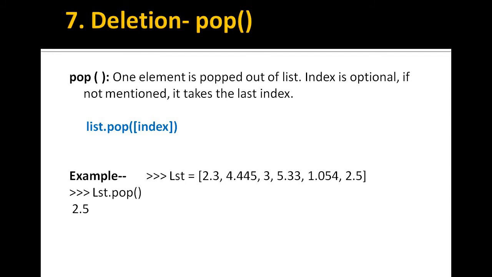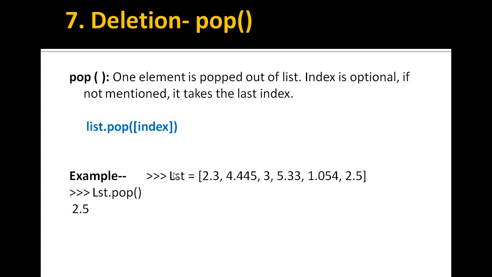Deletion. We can delete an element from the list in many ways. The first one is using the pop method. The pop method, when used, pops out an element from the list. This method can be passed one argument, index. When the index is given, the value at the index provided is deleted from the list.